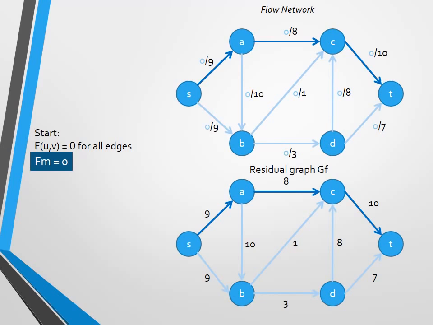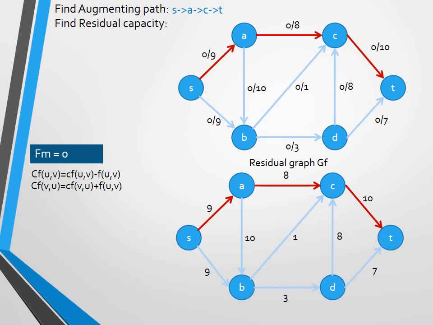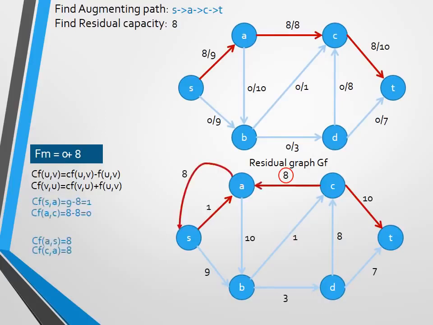We first set all flow to 0, and in the upper graph, the numerator shows the flow and the denominator shows the capacity. Then we go looking for an augmenting path. For example, this one, S A C T. We look at the residual graph and try to find the residual capacity, which is 8. We add it to the maximum flow, and then we update the flow in the upper graph. Now we update the residual graph by adding back edges of capacity 8. First SA, then AC, then CT.